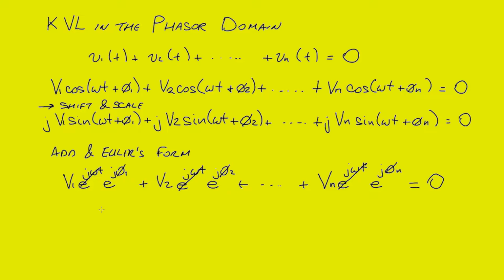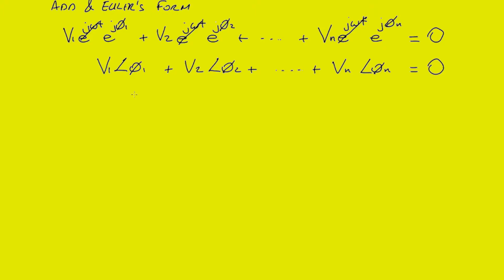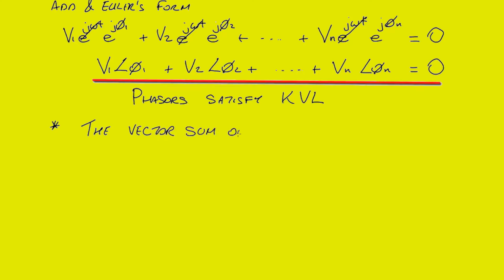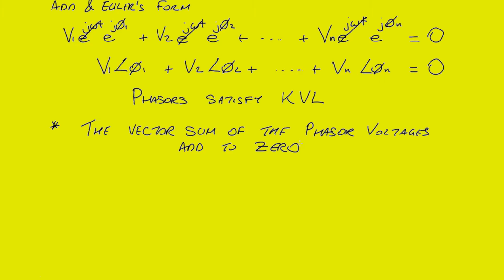and I will be left with, putting this in phasor form, magnitude V1 at angle 1 plus the magnitude of V2 at angle 2 plus all the way down to magnitude Vn at angle n will be equal to 0. And we can see that the phasor form satisfies Kirchhoff's voltage laws. More importantly, you'll notice that what we have here is a vector sum, and the vector sum must add to 0. So in the phasor domain, Kirchhoff's voltage law can be expressed as a vector sum of voltages around the loop that must add to 0.